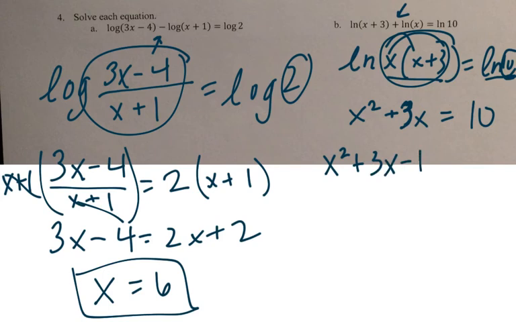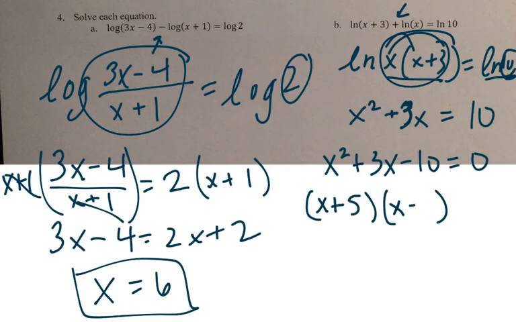So I have a quadratic. And then I'm going to factor this. What two values add up to 3 and multiply to get negative 10? That's going to be 2 and 5. The 5 will be positive, and the 2 will be negative. So those are our factors, and our values of x are going to be x is negative 5 and x equals 2.